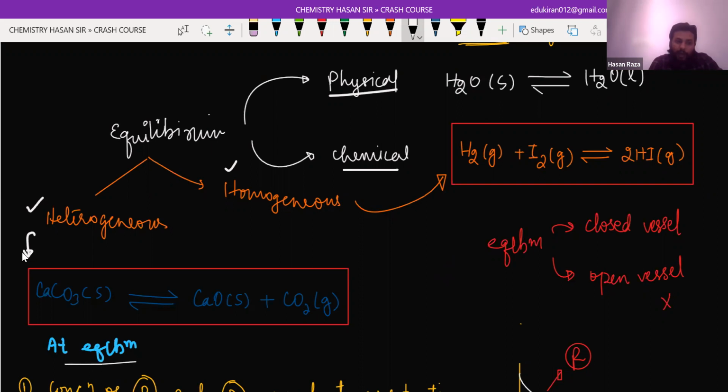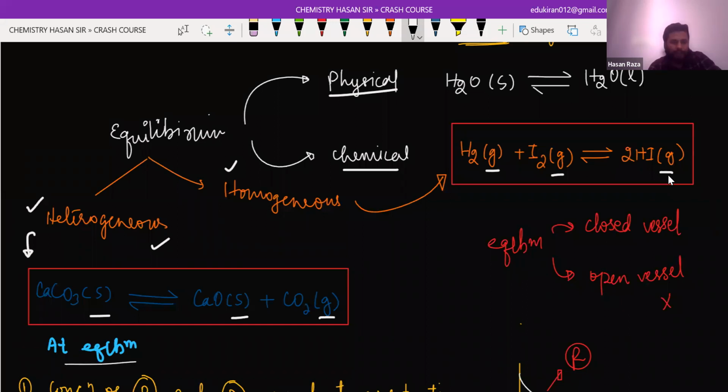Heterogeneous equilibrium is the one in which the reactant and product have different physical states. Like you can see, this reactant is solid, this product is solid, and this product is in gaseous state. So whenever there is more than one physical state in an equilibrium, that is heterogeneous equilibrium. Homogeneous equilibrium is the one in which the physical state of all the reactants and products is the same, either gaseous, aqueous, solid or liquid. Are you getting my point?